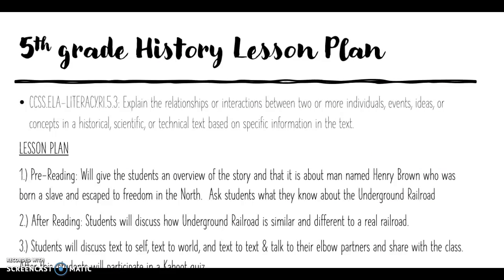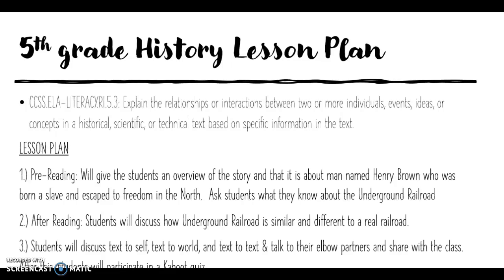And so for my second lesson plan, it is a 5th grade history lesson plan following the Common Core Standard: Explain the relationships or interactions between 2 or more individuals, events, ideas, or concepts in a historical, scientific, or technical text based on specific information in the text. So before reading, I would give them a brief overview on the story, and then I would ask them what they know about the Underground Railroad.